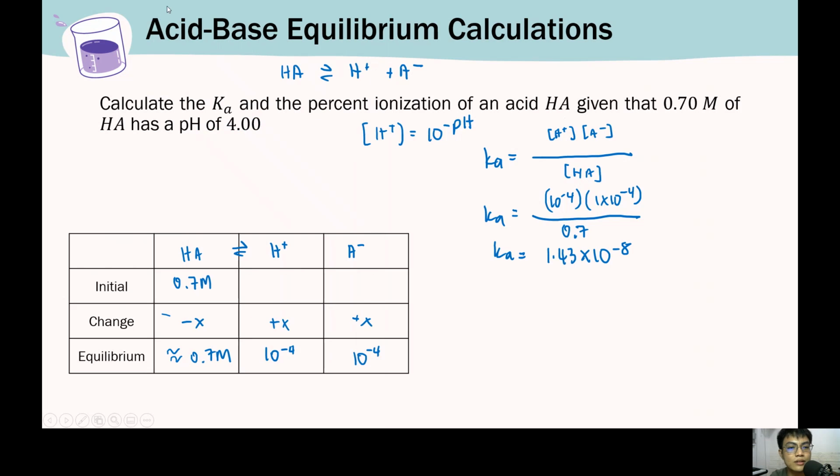And now, let's determine the percent ionization. Again, for the percent ionization, you just need the concentration of your H plus divided by your original HA. Okay, so for the H plus, that's 10 raised to negative 4 molar. For the HA original, that's 0.7 molar times 100, of course. So your percent ionization is, let's use the calculator.